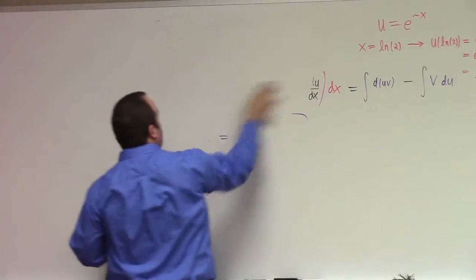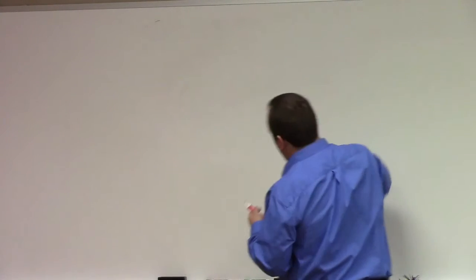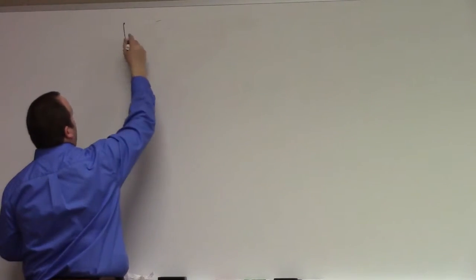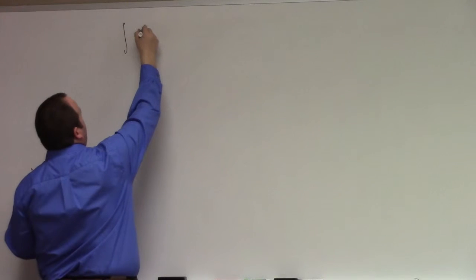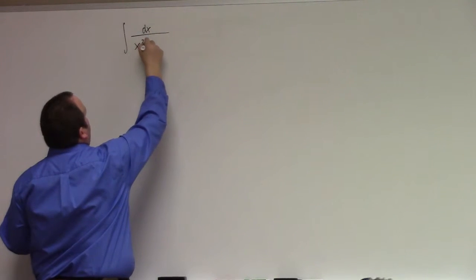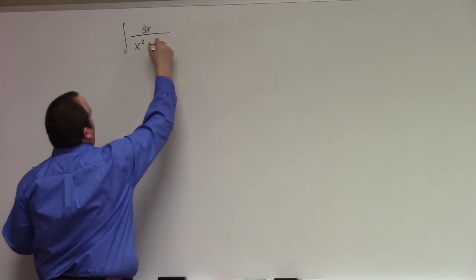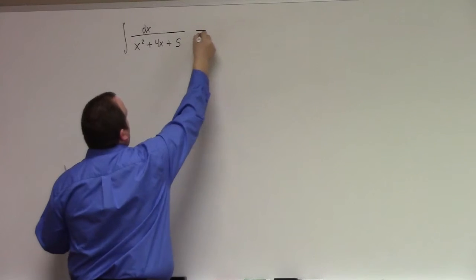There's something I know that is an issue that we need to start thinking about, so I'll just go ahead and attack it right now. It's not really specifically an integration by parts thing, it's more of a u substitution thing. Suppose I have something like dx over x squared plus 4x plus 5. How would you do that integral?